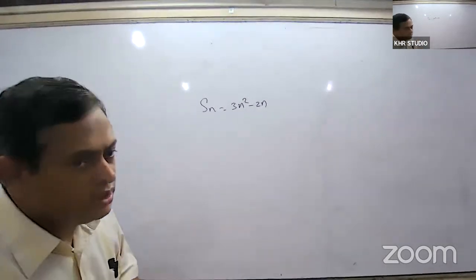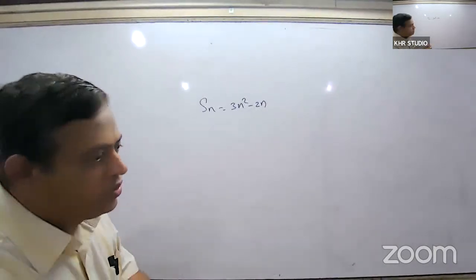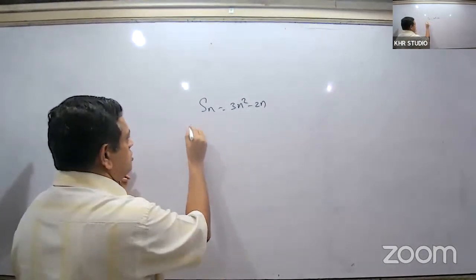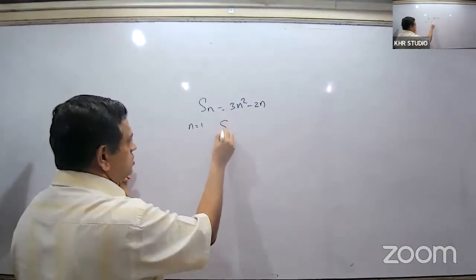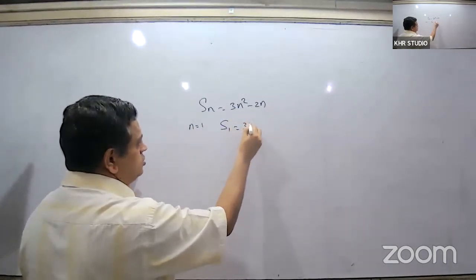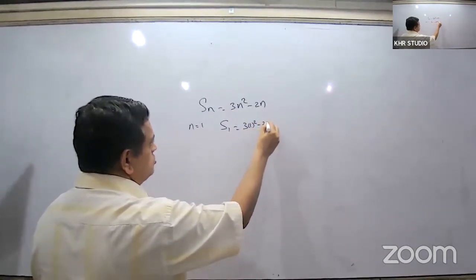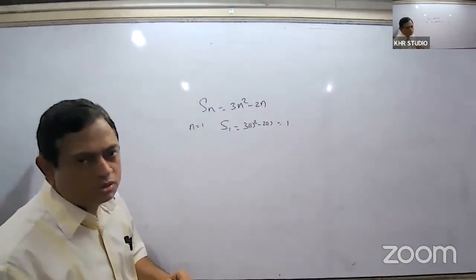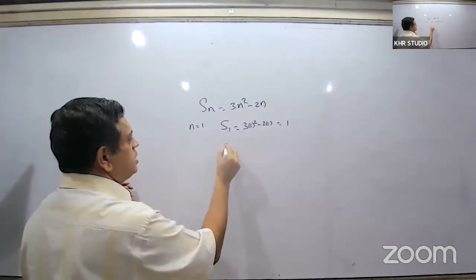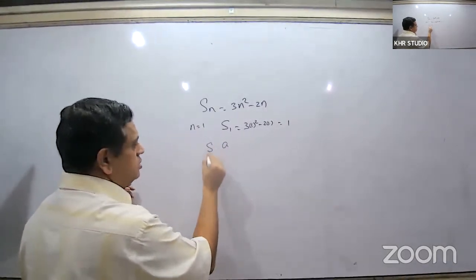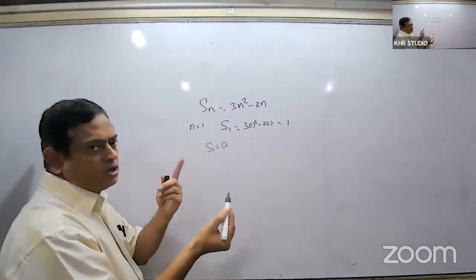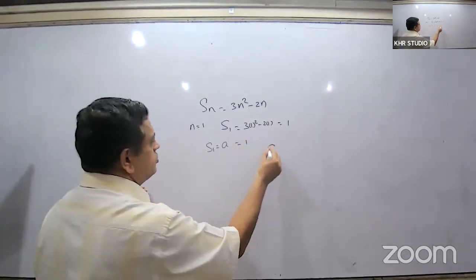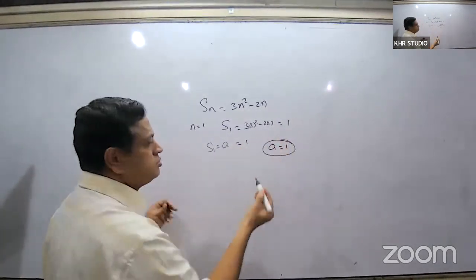What is the meaning of SN? The sum of n terms. If I put n equal to 1, what will you get? S1 is 3 into 1 square minus 2 into 1, which is equal to 1. S1 means the sum of one term, so that is the same as A1, that is a. Therefore a is equal to 1.